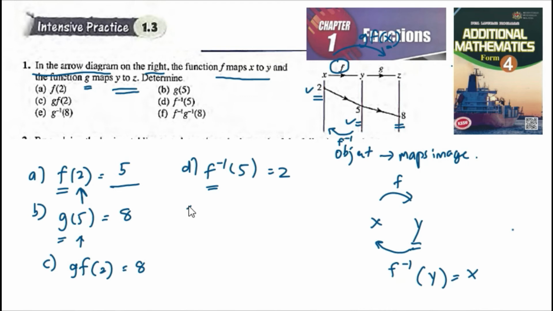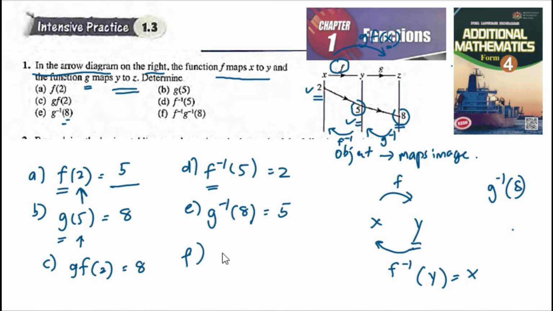So (e) g inverse 8 is equal to, so we know this is g, so the other way around is g inverse. So we know that g inverse 8, so when this one is the object, we know it's going here. So the arrow, this one is the image. So this one, the image is 5.